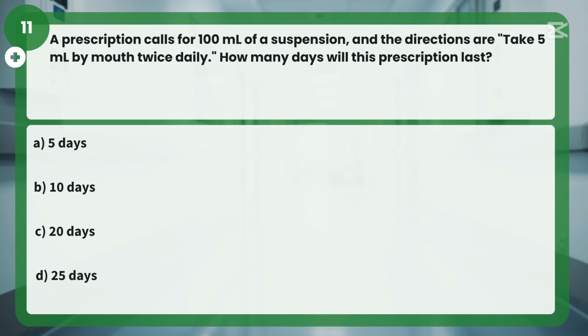Question 11. A prescription calls for 100 milliliters of a suspension, and the directions are take 5 milliliters by mouth twice daily. How many days will this prescription last? A. 5 days. B. 10 days. C. 20 days. D. 25 days.